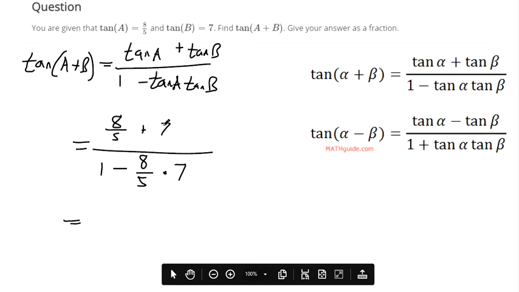So if we try to add these, I'm going to get common denominators. 7, that's 35 over 5.